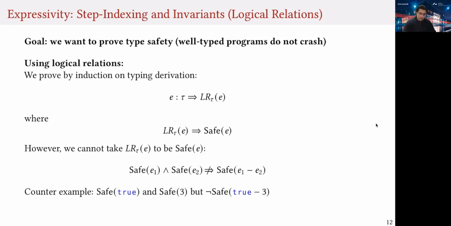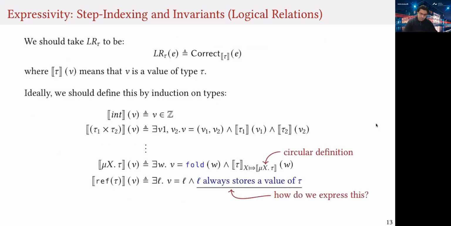But let's think about that. What kind of property do we need? How do we need to define this logical relations? Well, safety is not going to cut it, unfortunately, right? Because if we know that two programs E1 and E2 are safe, it is not necessarily the case that we can use them to build a bigger program. For example, if E1 and E2 are safe, there is no reason that E1 minus E2 is safe, right? For example, true is safe, it's a value, right? So is 3, but true minus 3 is not safe. It's not a value, and we don't know how to execute this program. So it's a stuck expression.